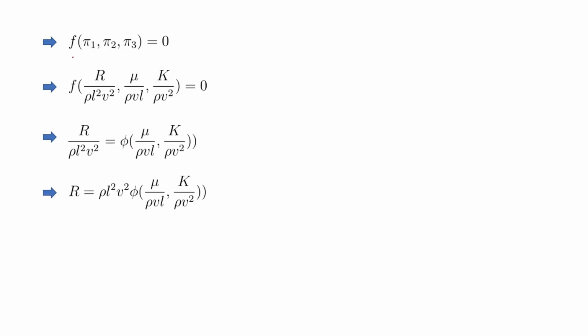So that means you can basically write function of pi 1, pi 2, pi 3 is equal to 0. And this pi 1 we have found out it is R by rho L square V square. Pi 2 is mu by rho VL. Pi 3 is K by rho V square is equal to 0. So R by rho L square V square is equal to phi into mu by rho VL into K by rho V square. So it is R is equal to rho L square V square phi of mu by rho VL into K by rho V square. So this is another way of writing.